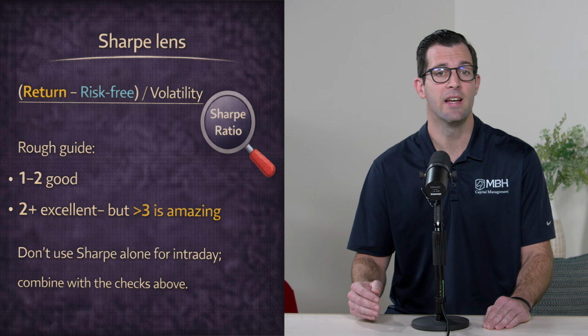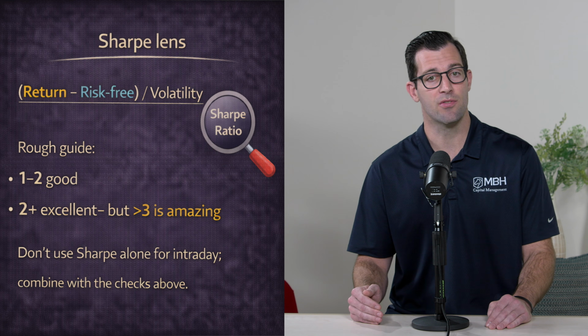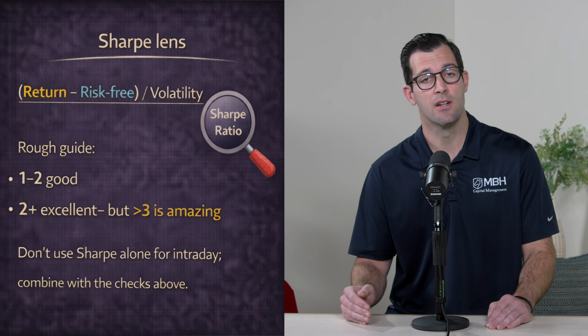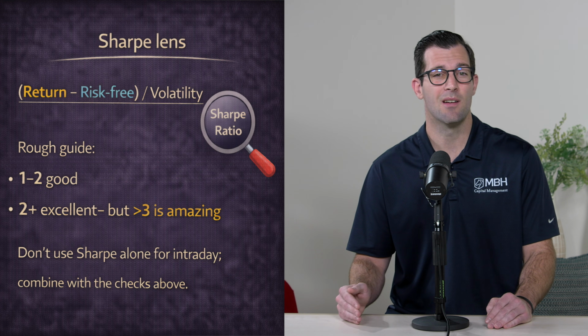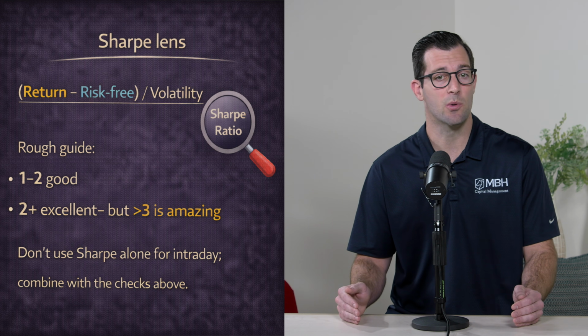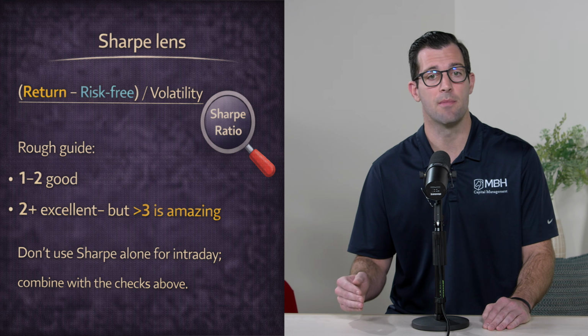Look through everything in a Sharpe lens, or risk-adjusted returns: your return minus the risk-free rate divided by the volatility. For a rough guide, 1 to 2 Sharpe is good. Over 2 is excellent, but we really want an over 3 Sharpe. That's really amazing. Don't use Sharpe alone for intraday; combine it with other checks to make sure it works.